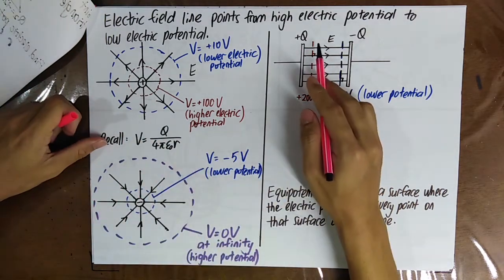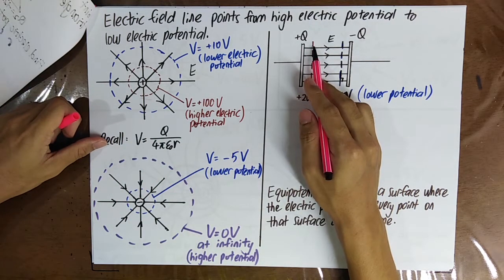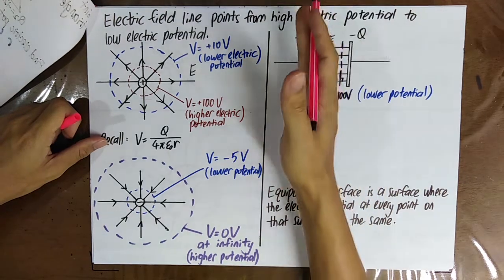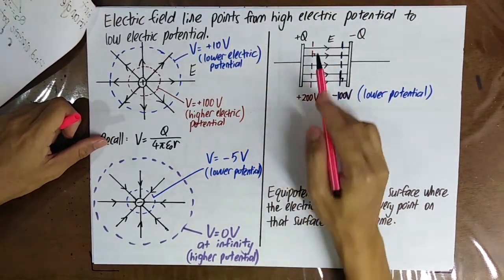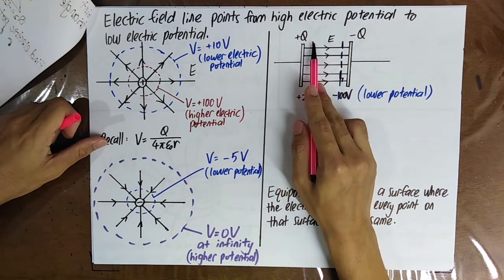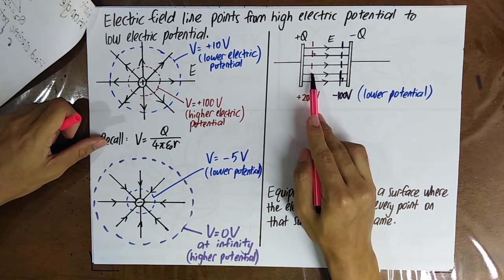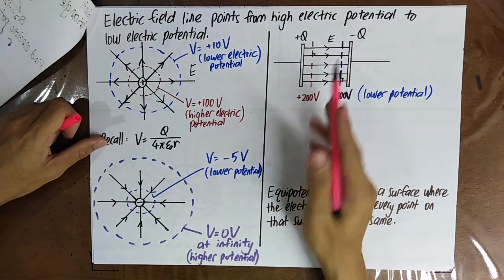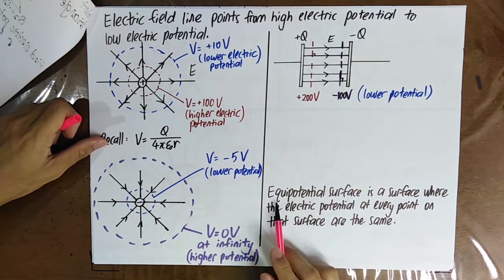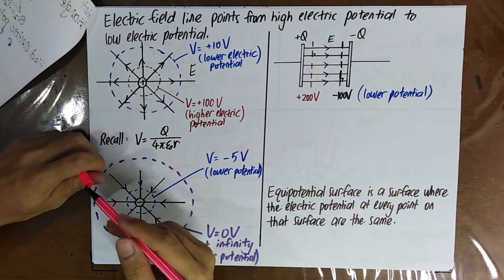Okay, for example, this one, which is just a plane surface. All right, you know that the potential here is equal to the potential here is equal to the potential here is equal to the potential here. So this plane is an equipotential surface.